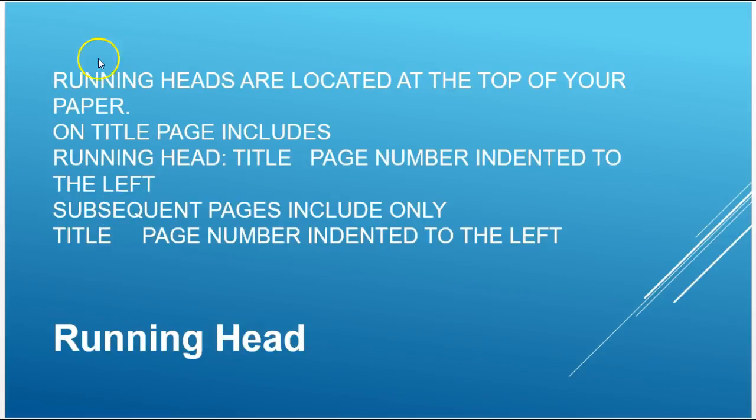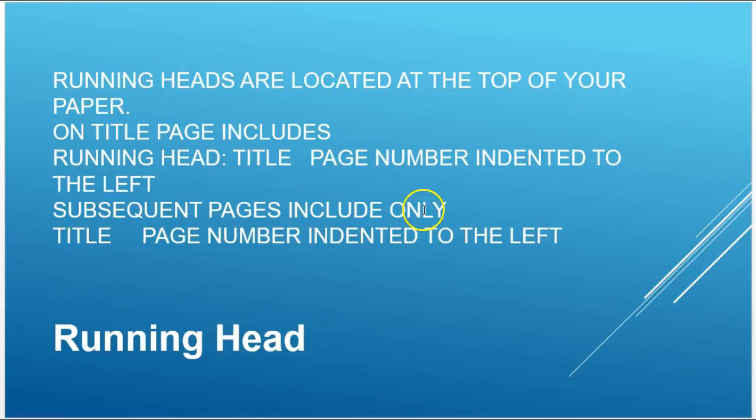Running heads are always located at the top of the paper. On the title page, and strictly only on the title page, your running head will include the words running head, then your title, then the page number, which is indented all the way to the left. So basically, your title page will have running head, the title of your paper, and then all the way indented to the left will be your page number, which will be page number 1 for your title page.